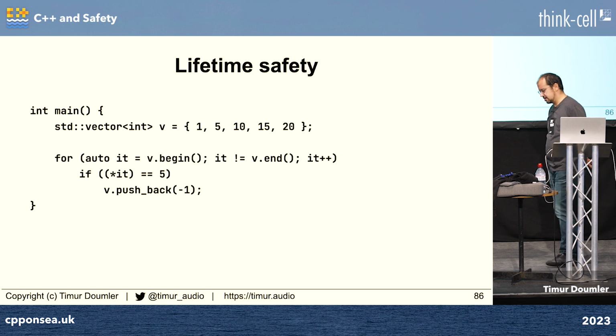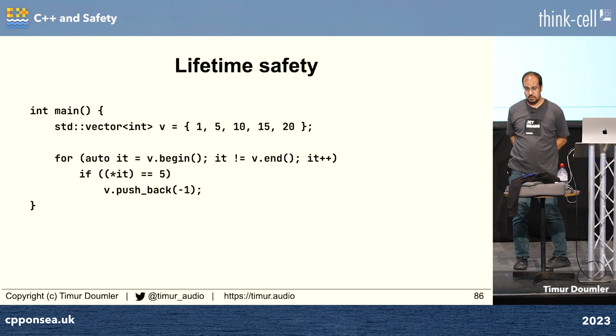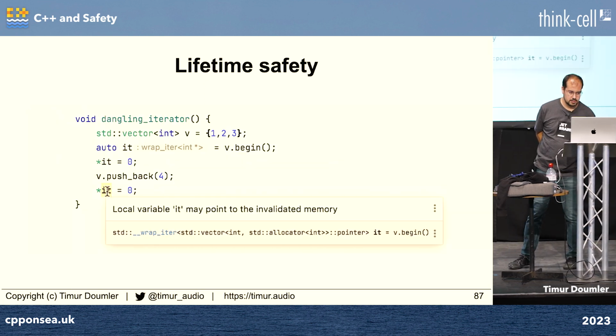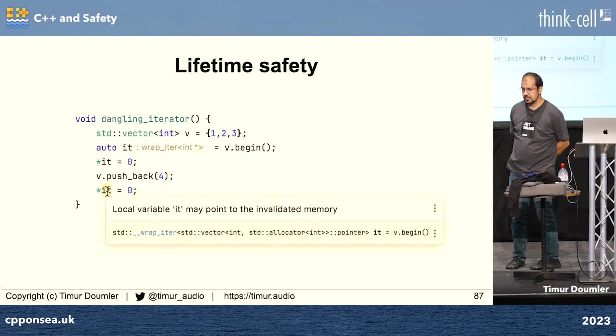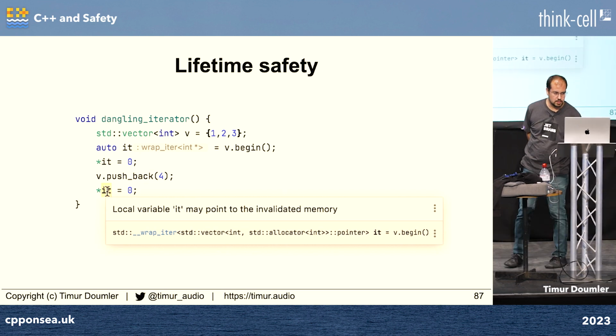Again, this is something that static analysis tools are actually really, really good at catching these days. So here's another example from CLion's data flow analysis, but I'm sure other static analysis tools would give you something similar, right?